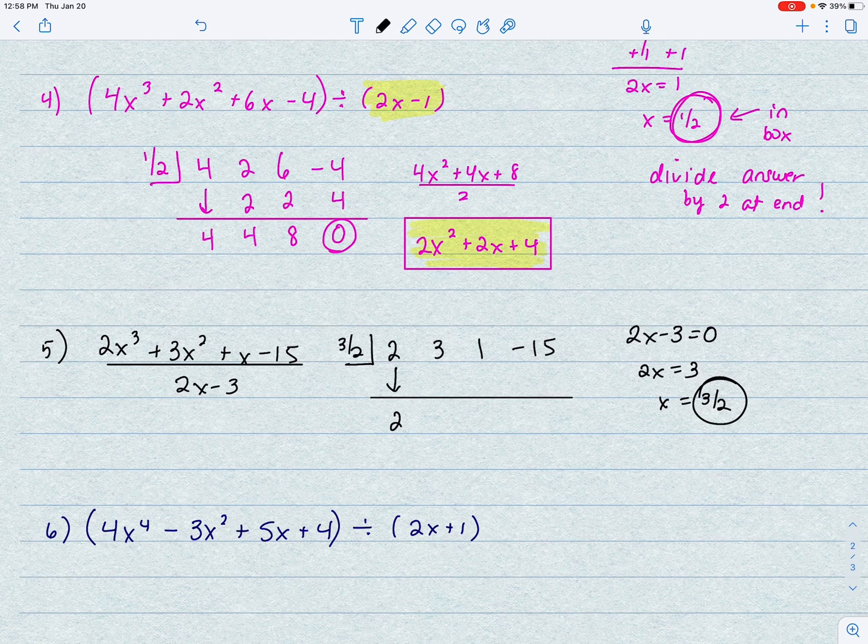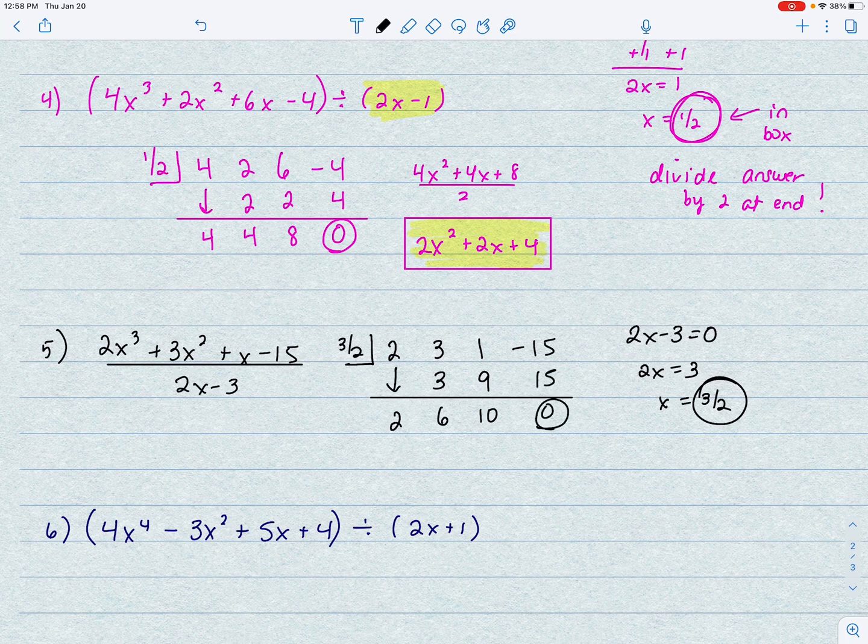3 halves times 2 is 3. That goes here. Add, you get 6. 6 times 3 halves, 9. Add, you get 10. 10 times 3 halves, 15.